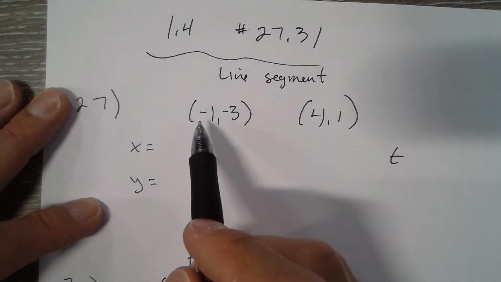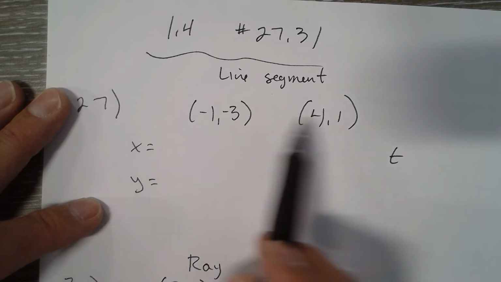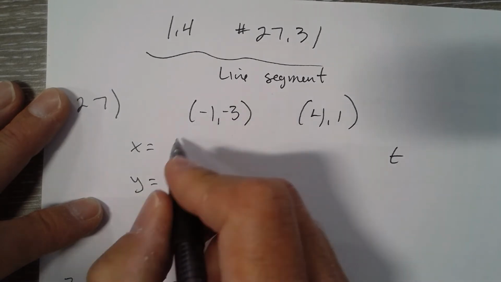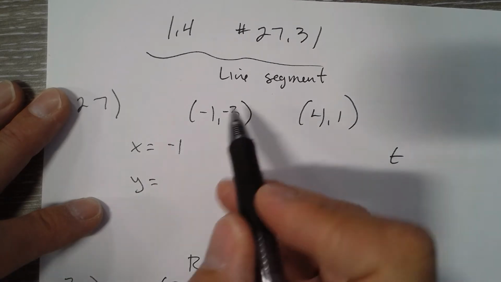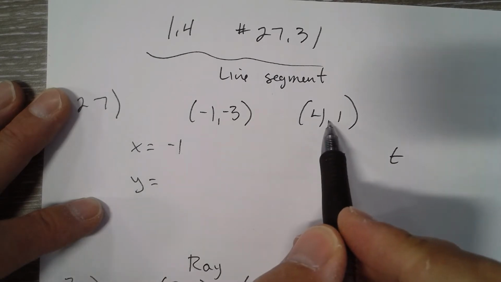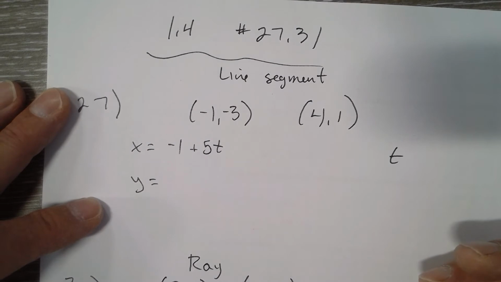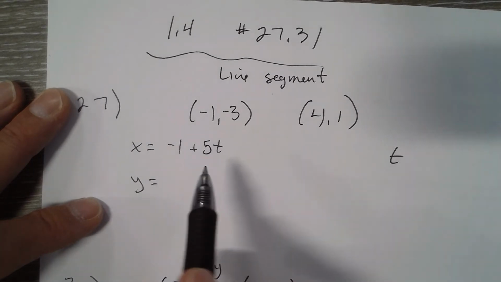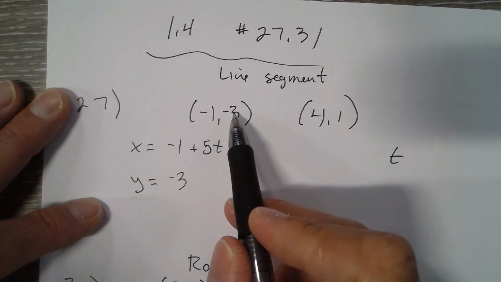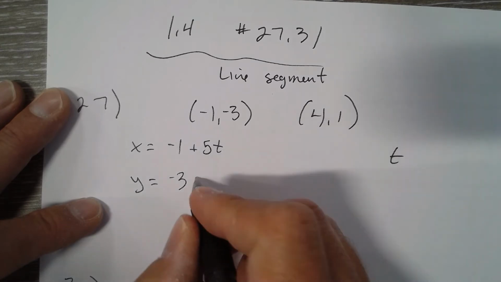It doesn't specify which is your initial and terminal. I'll just make this my initial point and that my terminal point. So if that's the case, my initial x is -1, and if I go from -1 to 5, I have to add 5 to it, so I can put 5t as my slope. And then my y, my initial is -3, and I go from -3 to 1, so I'm going to add 4.